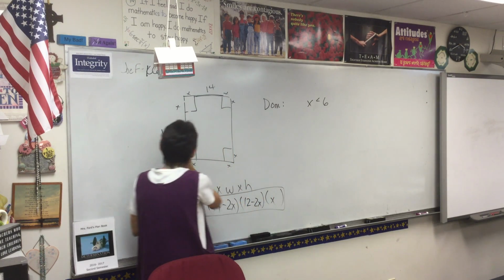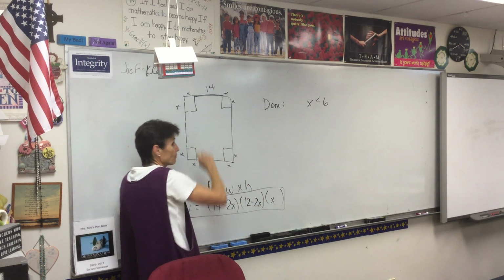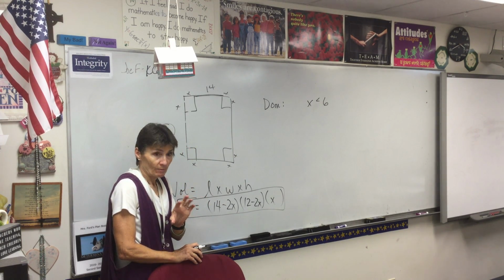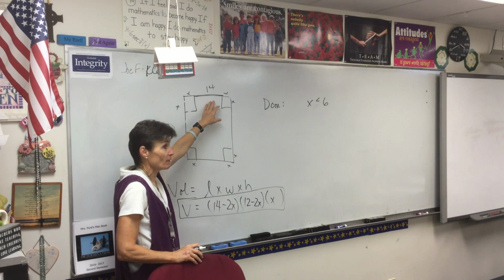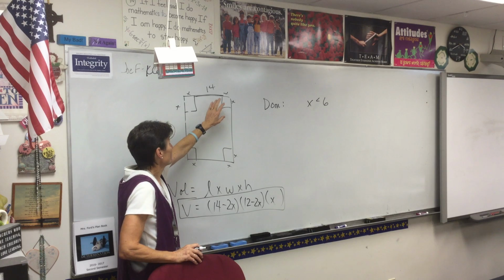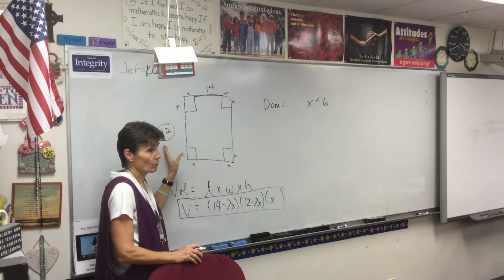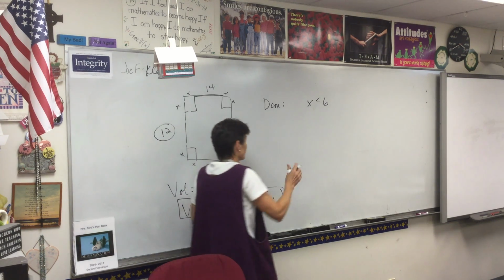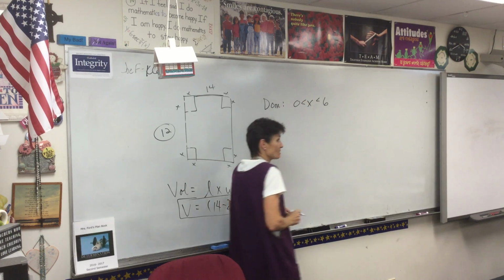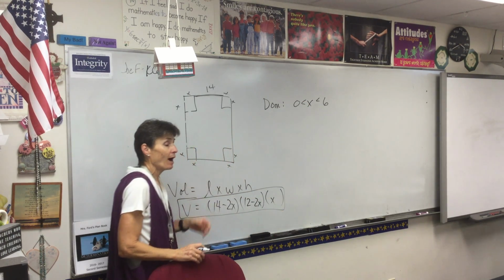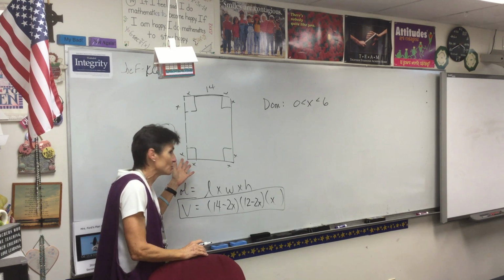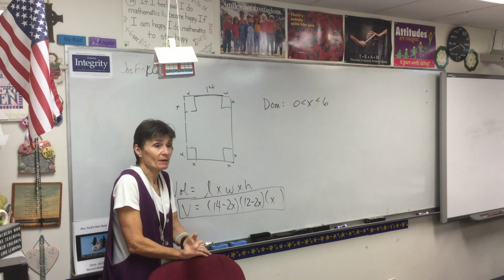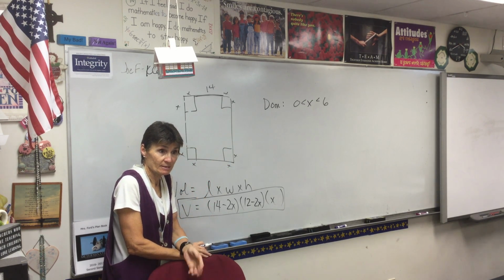Now notice, I'm focusing on the 12, not on the 14. I have to look at the smallest dimension, right? If I'm taking less than 6 off, I'm going to be okay with the 14. But if I take off less than 7, it won't work for the 12. So I have got to use the smallest dimension. Also, whatever x is, it has to be bigger than 0. Obviously, I can't cut off -2 inches. So however big x is, whatever the x value is, it's got to be bigger than 0 but less than 6 in this problem.